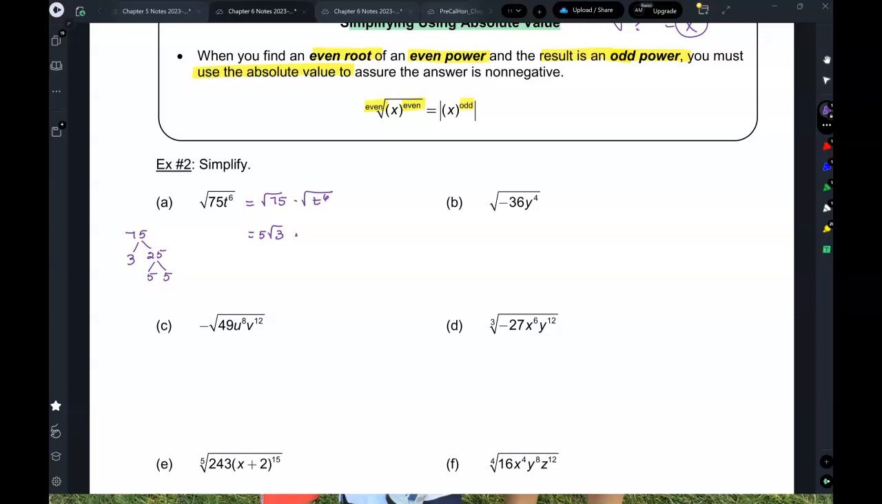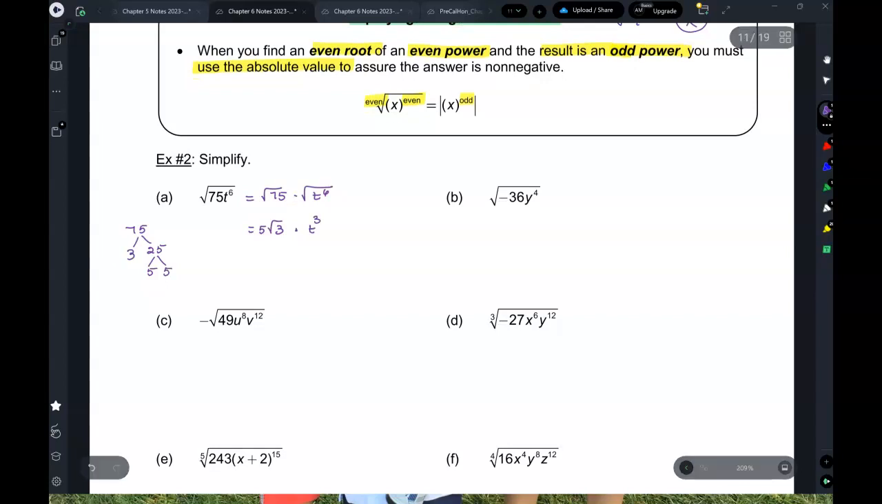What about this? It's t to the what? It's t to the 3. But now you have to put it in absolute value, because if t's value was a negative number, if t was negative 2, then this would be negative 8. But how can it be negative 8 if it came out of a square root? So I have to put absolute values around it. Okay, and that will be the answer.